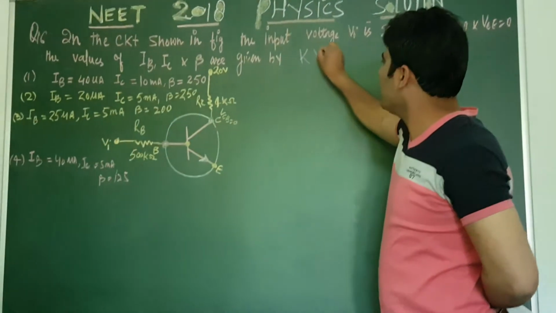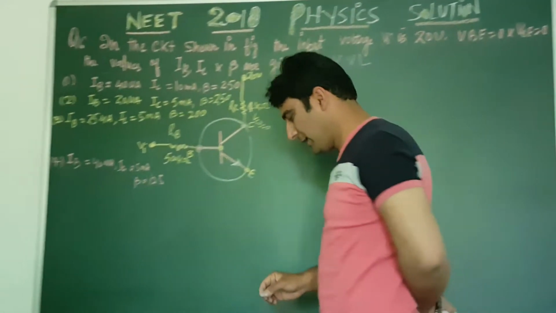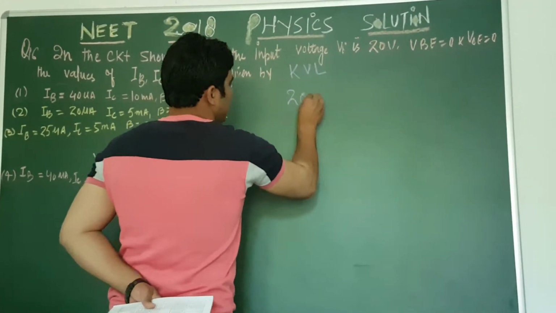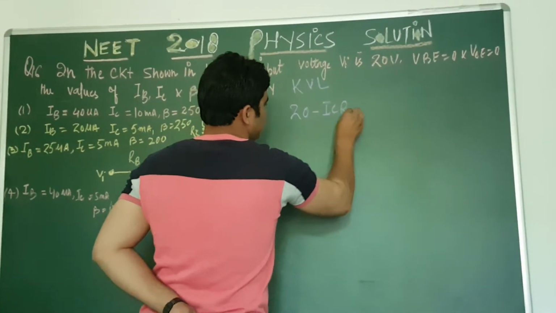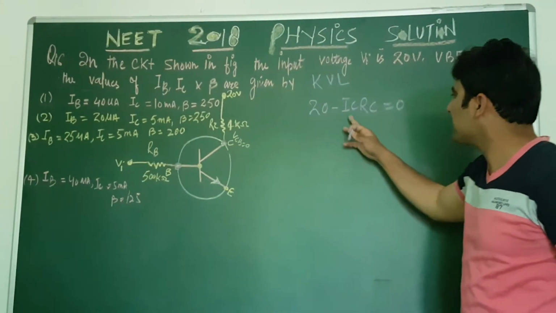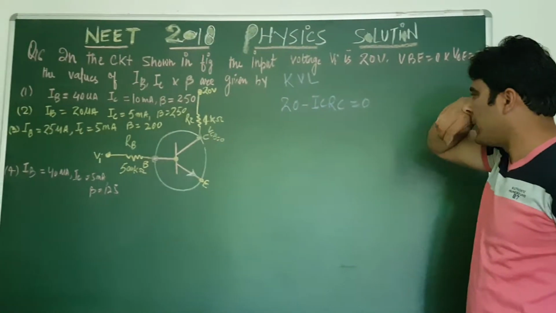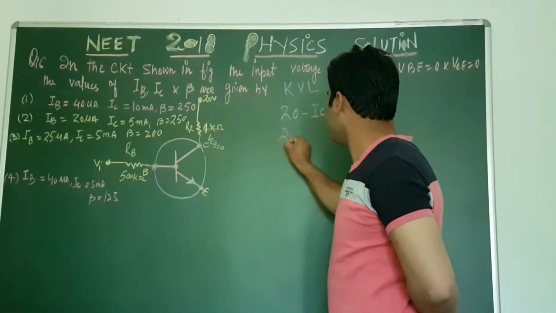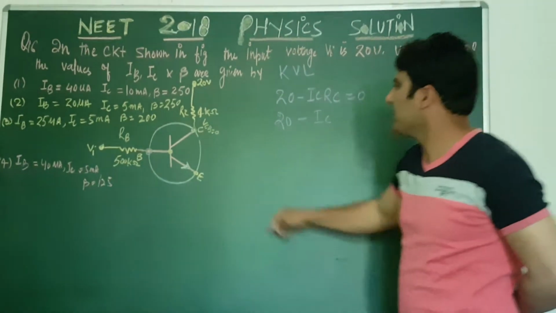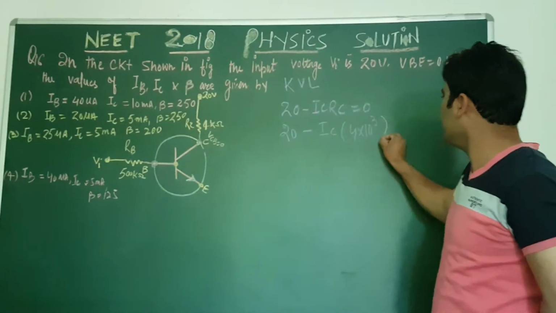If we apply KVL on this side, what will we get? We will get 20 minus ICRC is equal to 0. Why is it equal to 0? Because it has been given that it is 0. So it will become 20 minus IC RC, and RC is how much? RC is 4 kilo ohm, so it is 4 into 10 to the power 3 ohm.